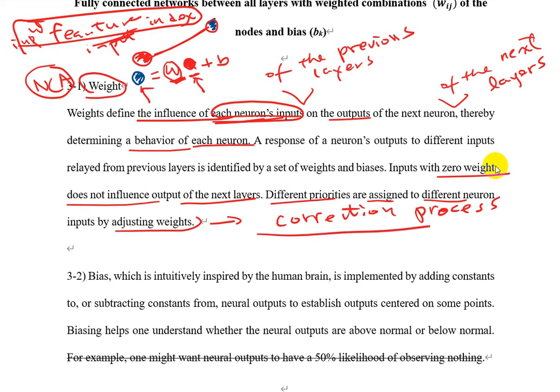And during back propagation, we are correcting the weights which were assigned randomly in the beginning of the neural network. We're going to use back propagation techniques and correct the weights, and this is what happens. Okay, and we're going to use different priorities and see which weights provide the best connection from the previous circle to the next circle.